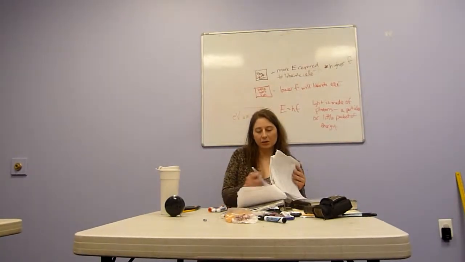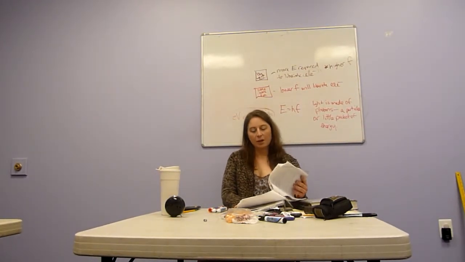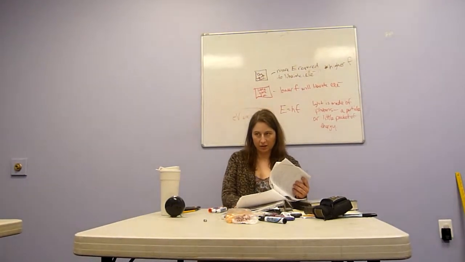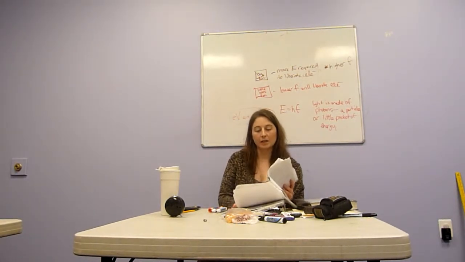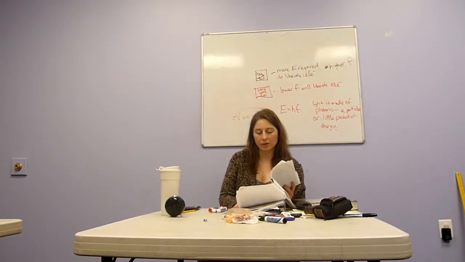So what do you need to memorize? Your test says Planck's constant in electron volt seconds on the top of the test. It says h equals 4.14 times 10 to the negative 15 electron volt seconds. So it gives you h on the top of the test.